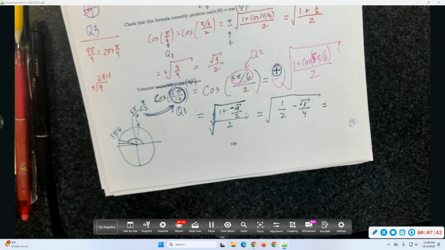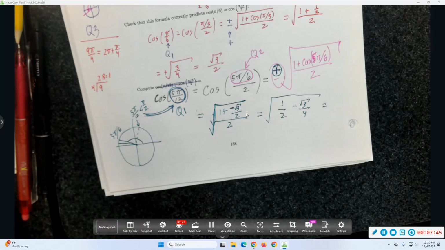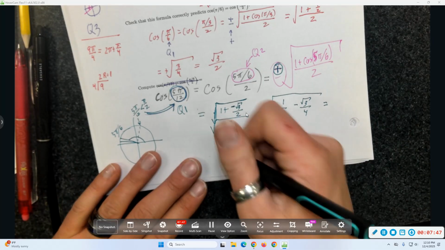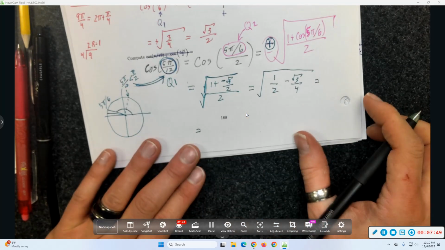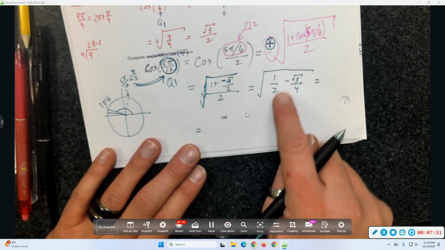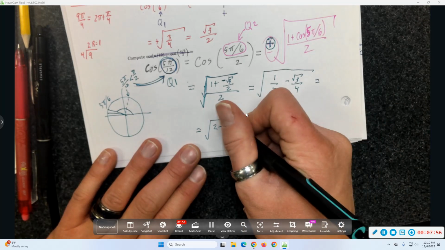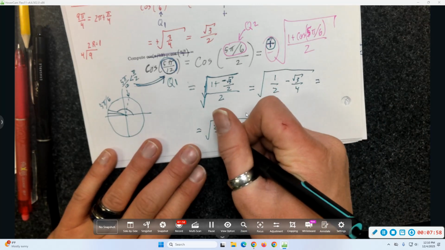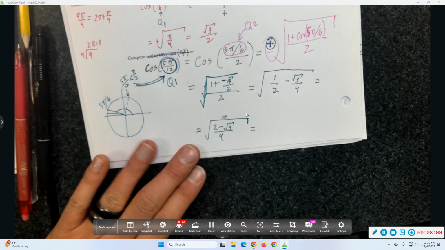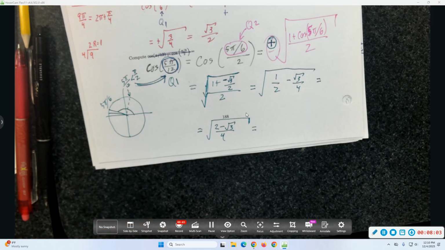All right, what next? Get a common denominator. And what is that common denominator? 4. All right, so 1/2 is going to be 2 over 4. So that's the big square root of 2 minus root 3 over 4. All right, nice. Are there any possible square factors or divisors under that square root? Yep, there is 4. Take out a 2. Yeah, cool.